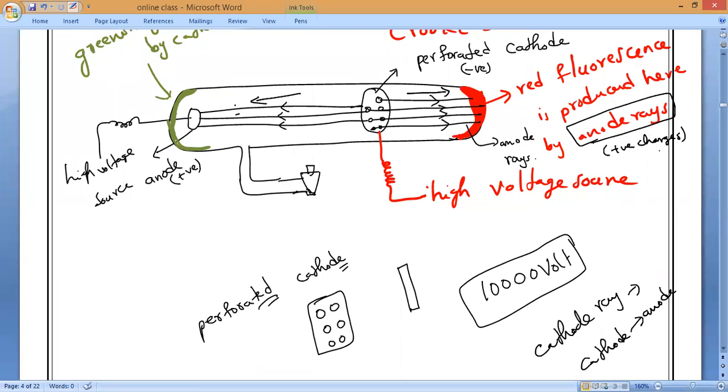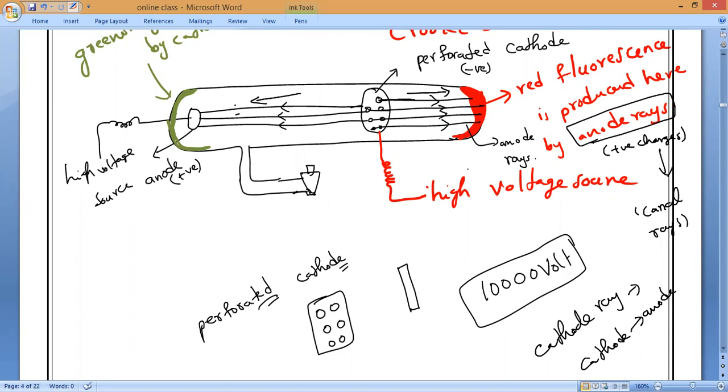What is the name given to this? Canal rays. That is the name given because they are moving through the holes of this cathode. What is a cathode having holes called? Perforated cathode. Yes. So as they pass through the holes or channels present in the cathode, he called them canal rays.